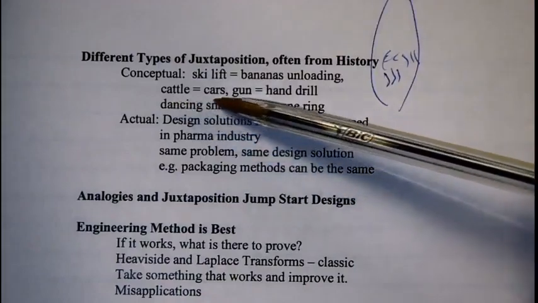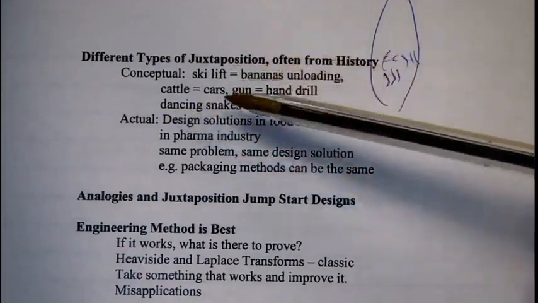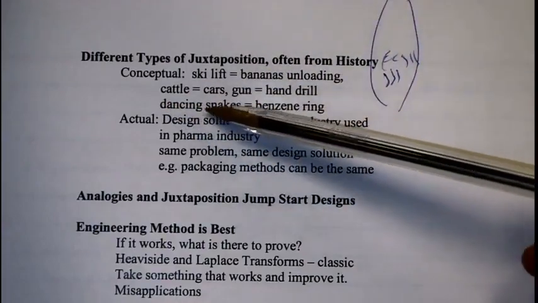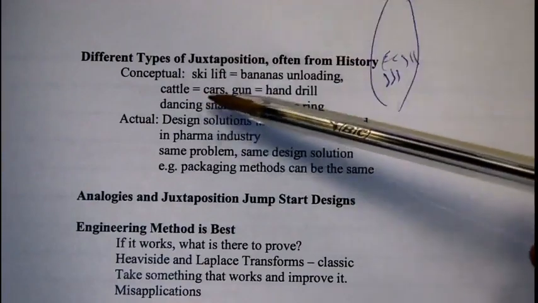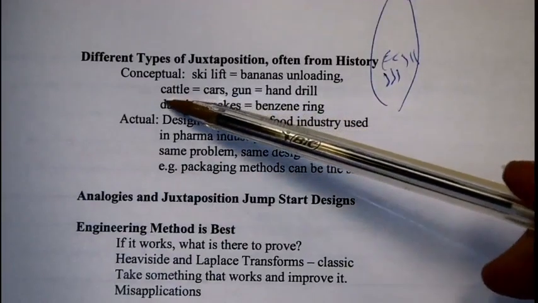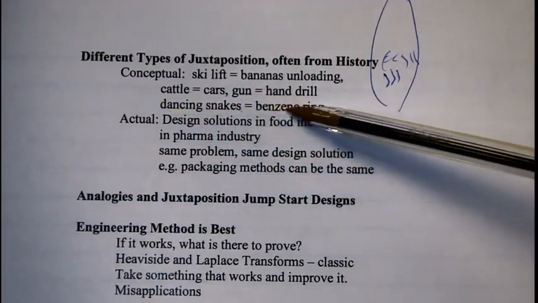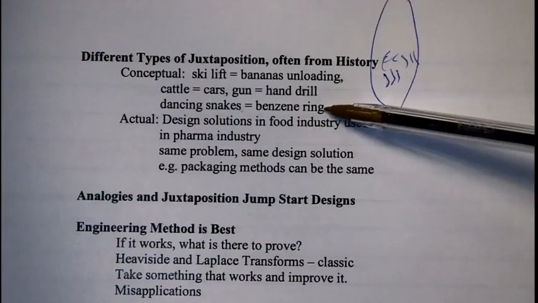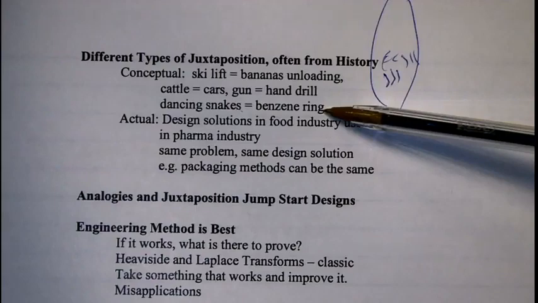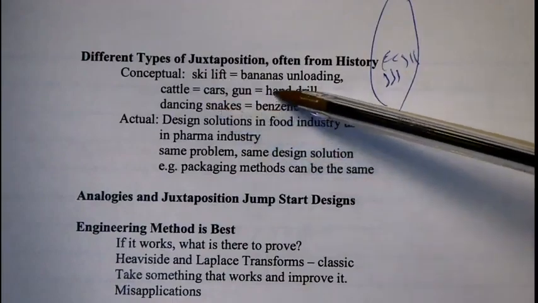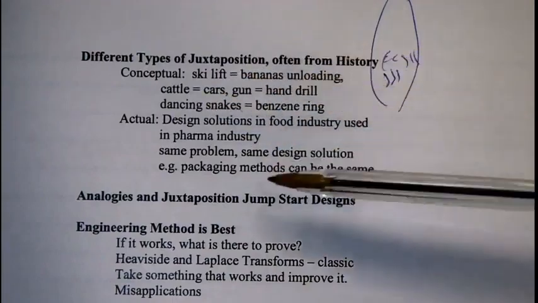Then we have the famous dancing snakes in organic chemistry. A very famous organic chemist, I don't remember his name, was trying to figure out the structure of the benzene ring, and he had 6 snakes dancing around in his head. They danced and danced, then suddenly out popped the benzene ring in his dream. When he woke up, he had his problem solved, coming up with the structure of the benzene ring. There's creativity here, some, but also analogies and juxtapositions are hard at work.